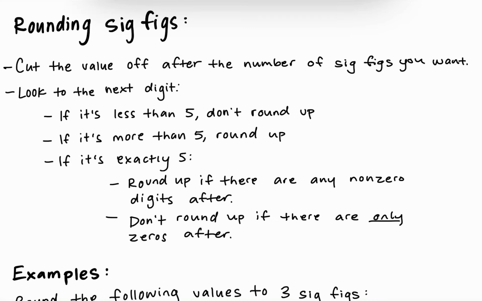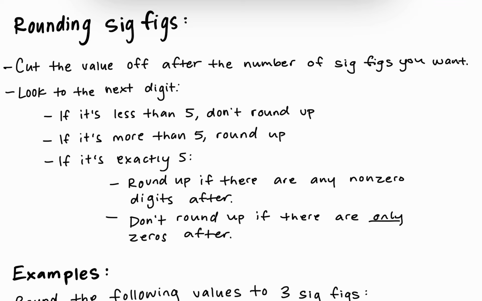So let's look at the rules for rounding sig figs. It's really similar to normal rounding rules, except you'll be rounding to a specific number of sig figs instead of a certain placeholder, like to 1 decimal point or something like that. It'll be to a certain number of sig figs. All you're going to do is cut the value off after the number of sig figs you want.